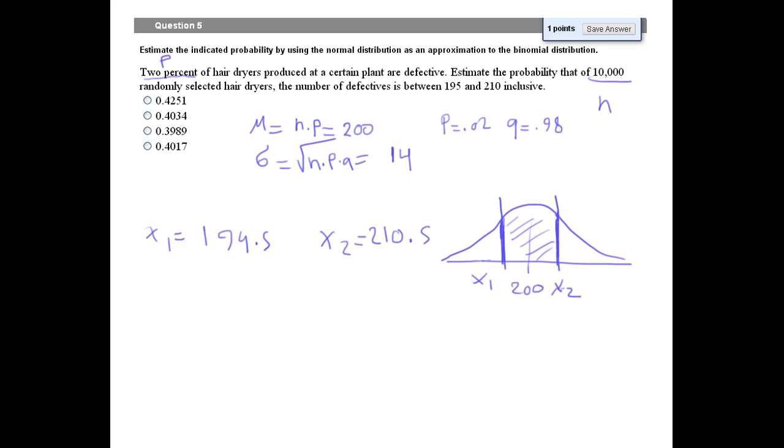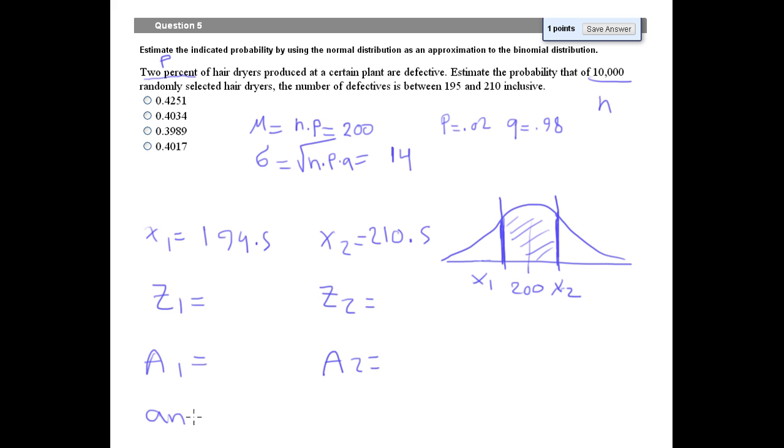Now we get z1 and z2, area 1, area 2, and we get the difference after that. So z1 will be coming from the formula x1 minus mu over sigma, and z2 also coming from the same formula, but this time x2 minus mu over sigma. And then you have to look at the table. Area 1, you get it from the table. Area 2, you get it from the table, and then do the subtraction, which is the answer.